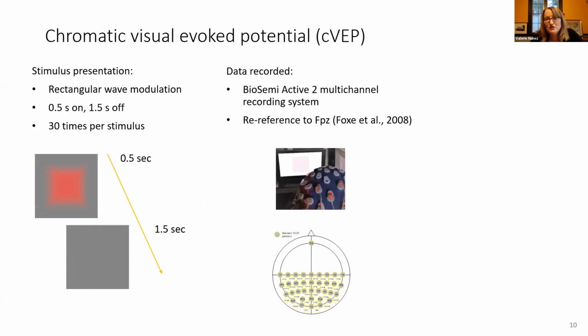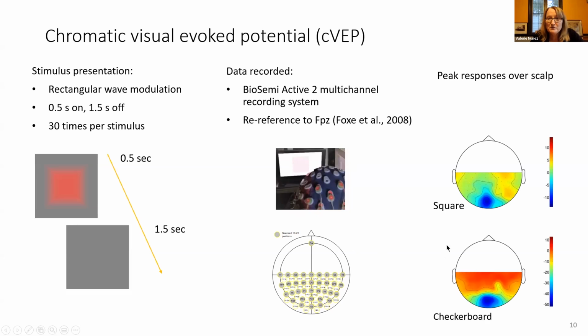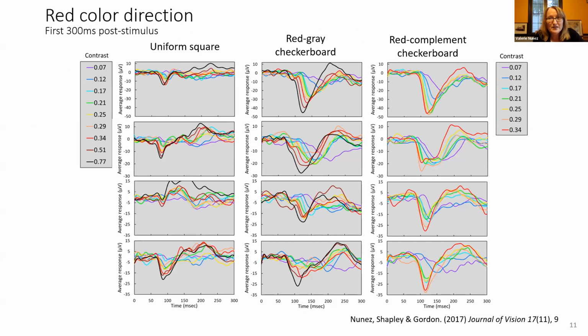A BioSemi ActiveTwo multi-channel recording system was used with 64 electrodes over the back half of a 128 electrode cap. This was to increase resolution. As you can see, responses are strongly localized at OZ. Murray et al. 1987 also observed that the cVEP was optimal around OZ. From here on, our data will be focused on OZ. The first stimuli were in the red direction.